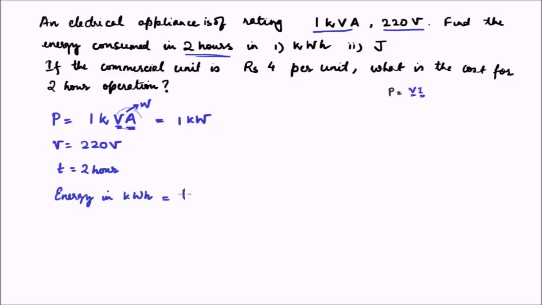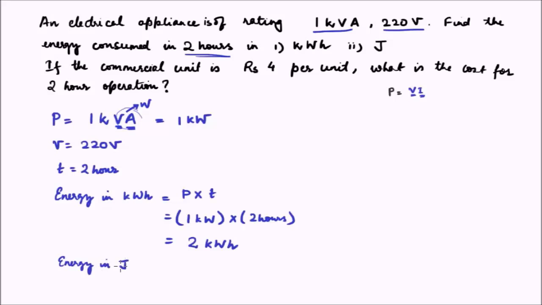Energy in kilowatt hour will be power multiplied by the time of operation. Now the power we have converted to kilowatts. Let us use that. How much is the power? 1 kilowatt. What is the time of operation? 2 hours. Combining these two, we get the energy as 2 kilowatt hour. So we have found out that the appliance, if it runs for 2 hours, will use an energy of 2 kilowatt hour. Now let us calculate the energy in joules.